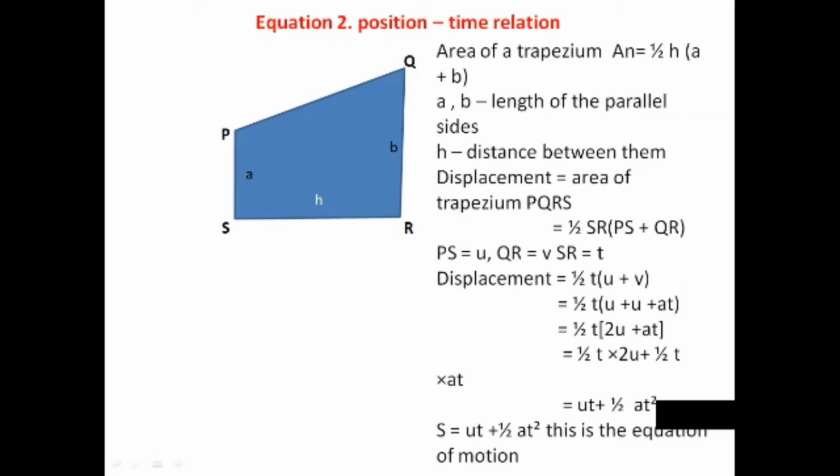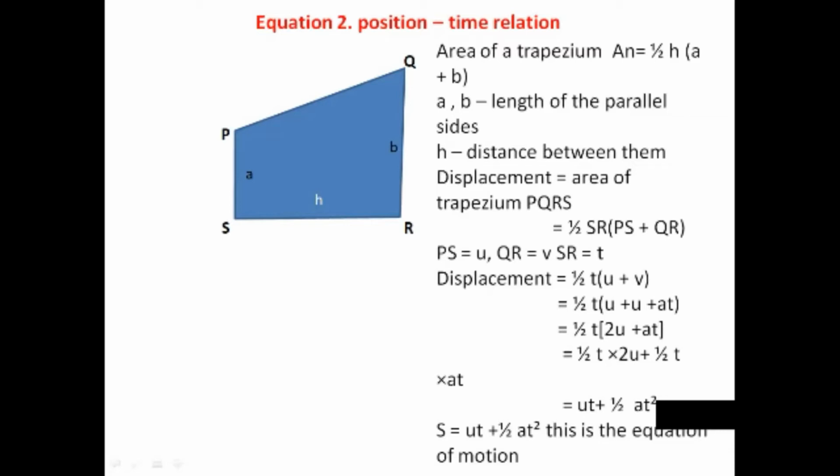That is UT plus half AT square. Here the two T's are cancelled and we got UT plus half AT square. So S is equal to UT plus half AT square. This is the equation of motion. Here S is the displacement.